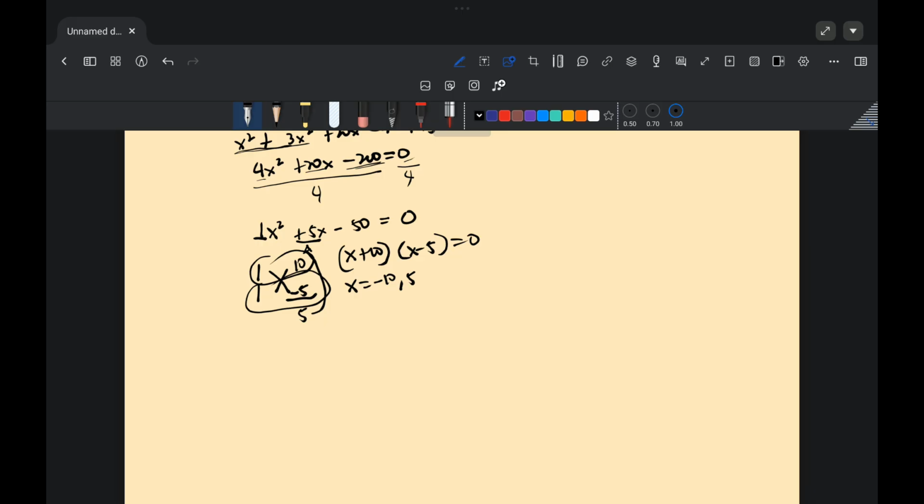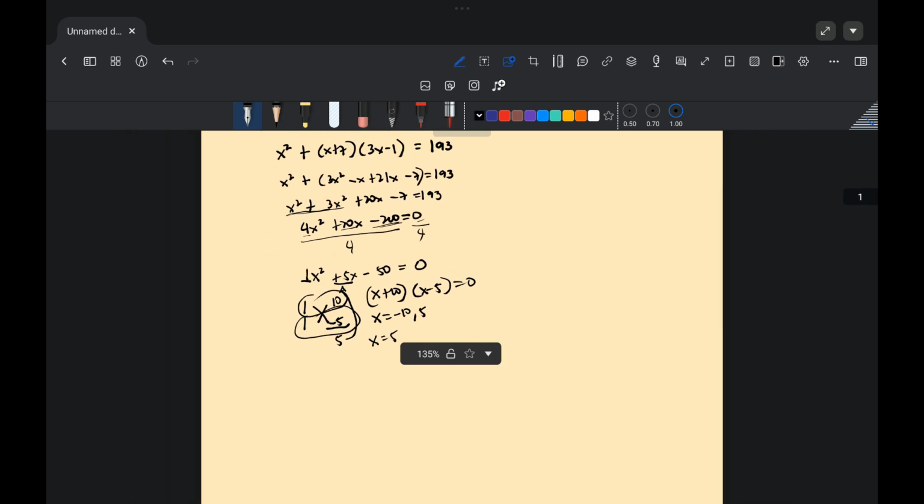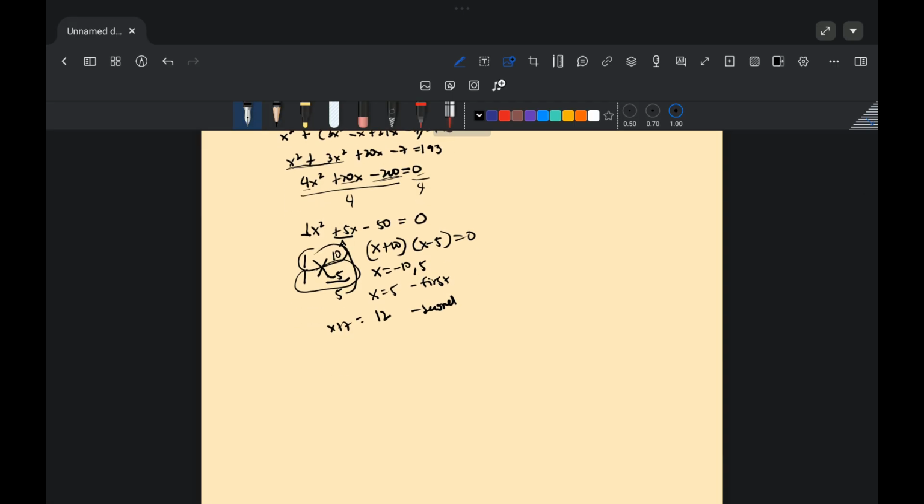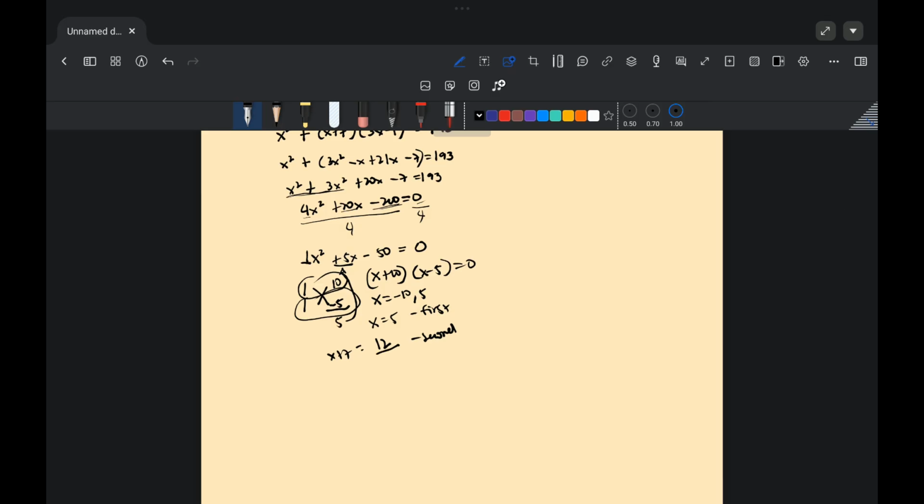Negative 10 is not a solution to this problem since the integers are positive, so we will consider 5. So 5 itself is the first integer. For the second, x plus 7, 5 plus 7 is equal to 12, so 12 is the second integer. Then the third integer is 3x minus 1: 5 times 3 is 15, and 15 minus 1 is 14. So this is the third integer. Since 14 is the largest, this is the final answer.